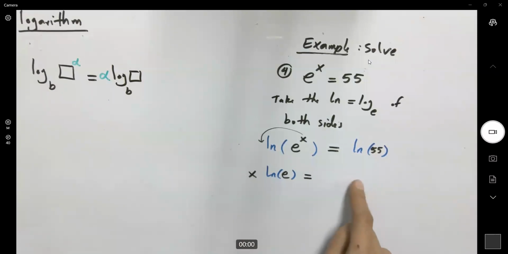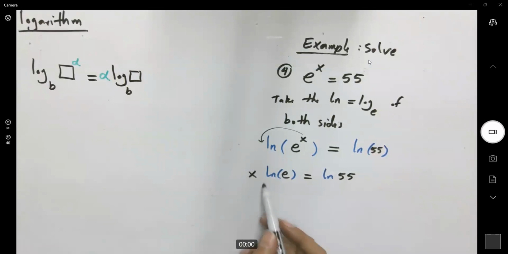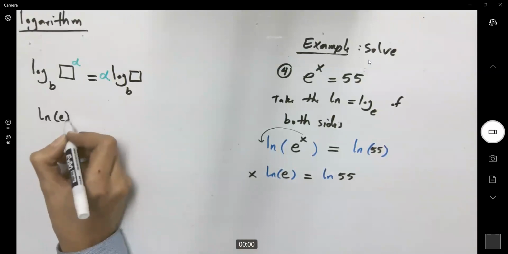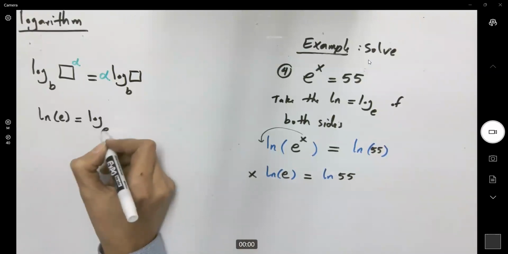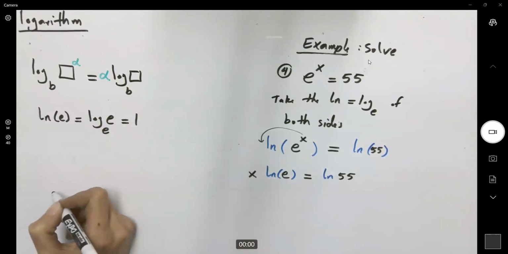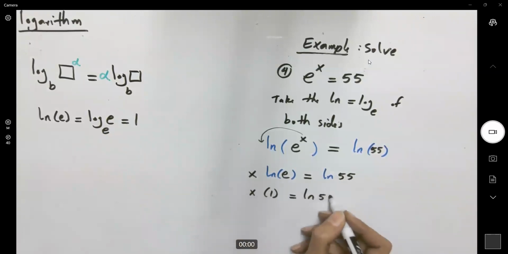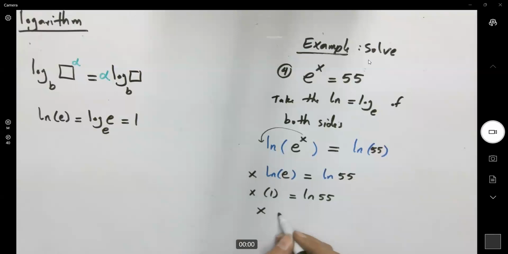On the right-hand side, guys, we have to use our calculator for ln of 55. Well, what is ln of e? ln of e, or log with base e of e, is always 1. So we get x times 1 equals ln of 55. On the left-hand side, we have x. On the right-hand side, we have ln of 55. We can use our calculator to approximate ln of 55, which is 4.007.